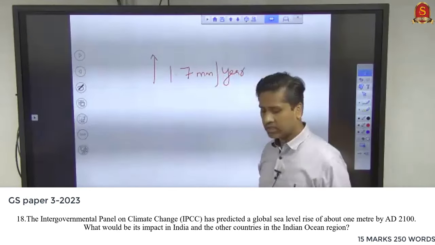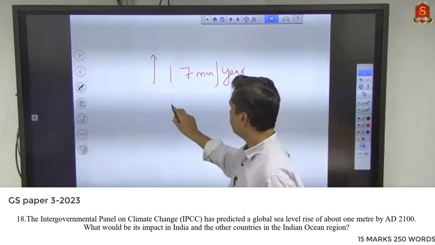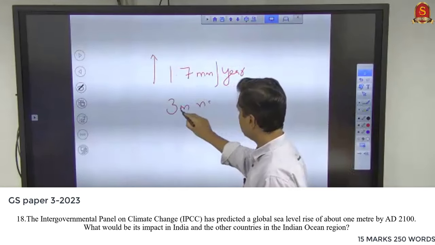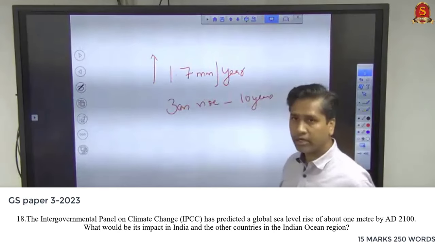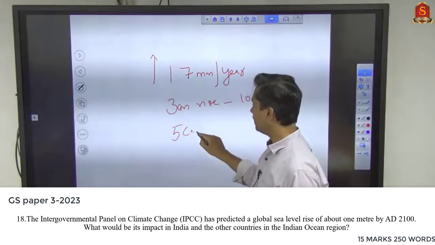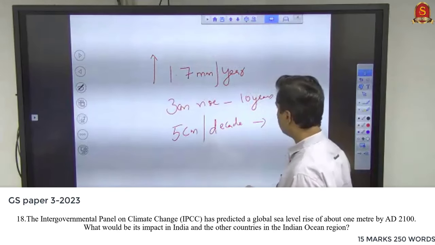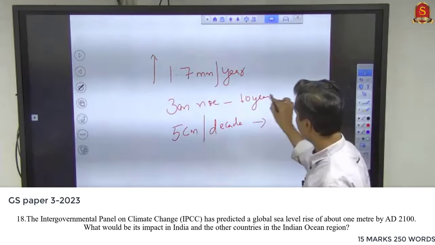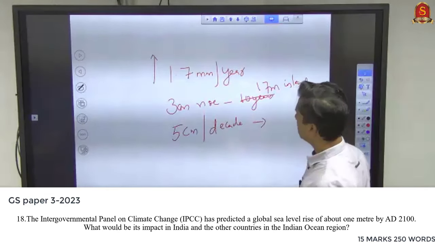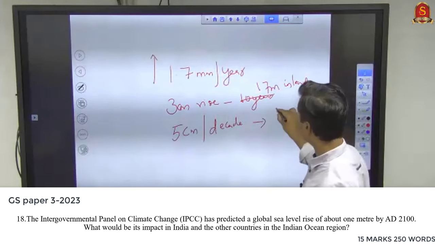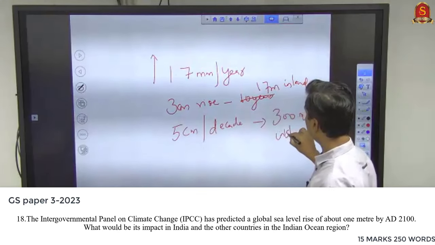It is increasing. The sea level rise is increasing over the century. That's data given by the Ministry of Science. And you can also find a 3 centimeter rise in one decade. So if this rate goes on, it will be a 5 centimeter rise per decade, which will result in 300 meters of inland loss.